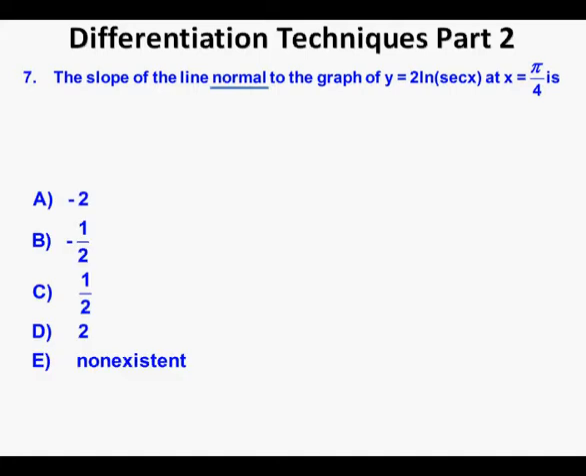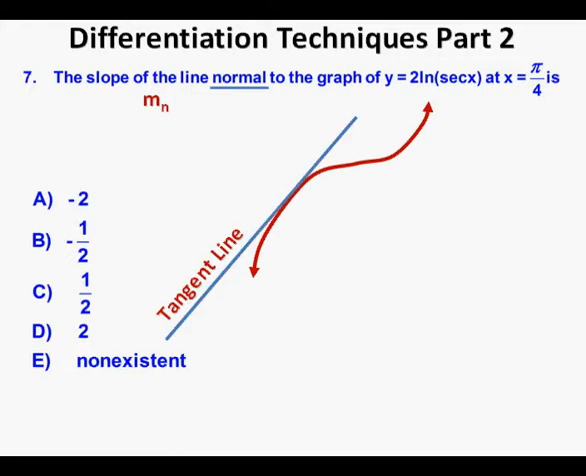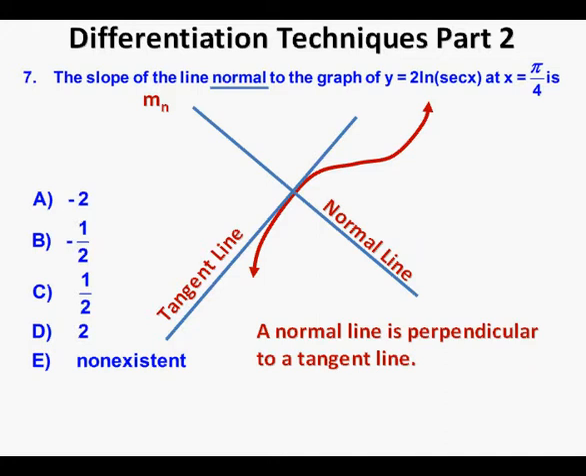Note the underlining of the word normal. The test writer is trying to be sure that we don't forget it, so he's really doing us a favor. And the slope of the normal line we'll call m sub n. What is a normal line? If we have a curve like this one, and we have a tangent line at a point along the curve like this one, the normal line is the line perpendicular or at a right angle to the tangent line.